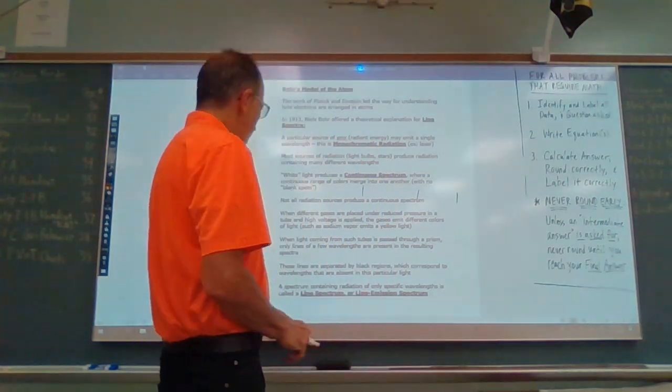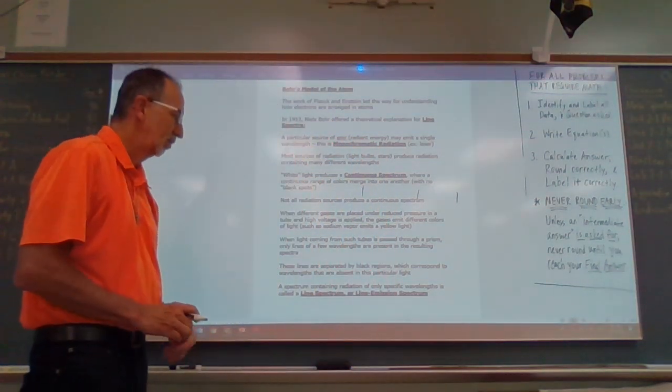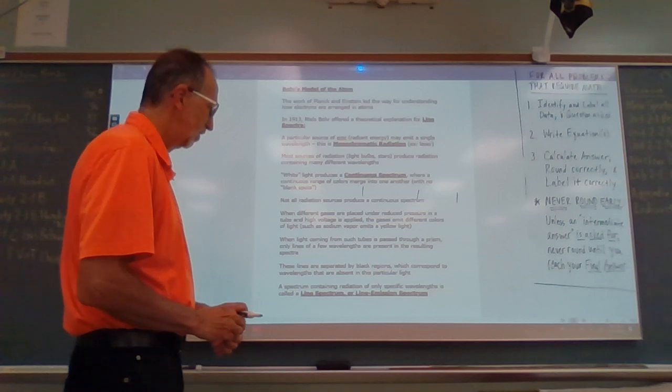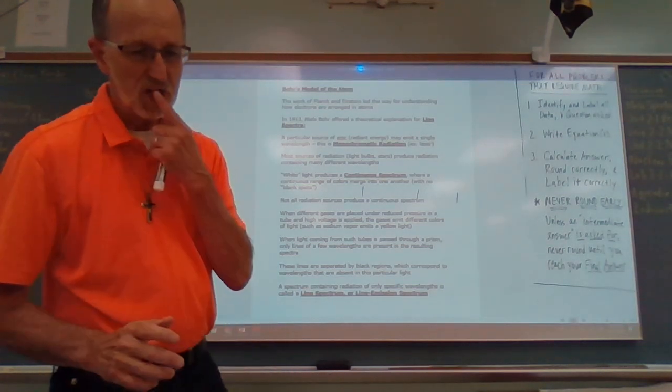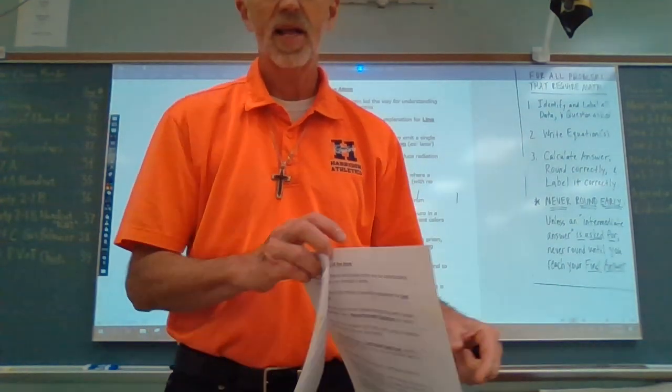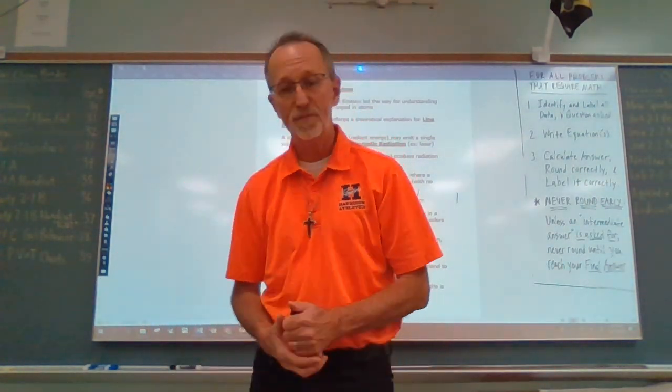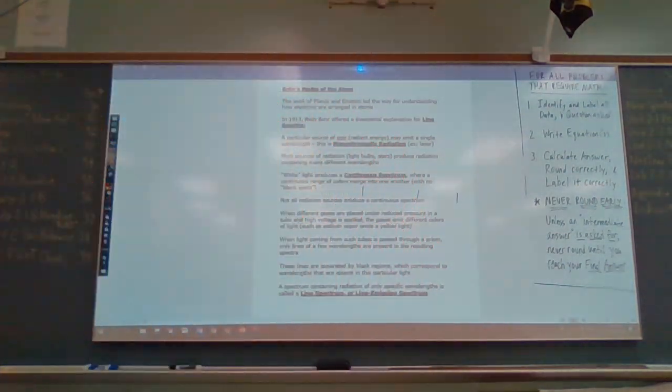Okay. Now, a spectrum containing radiation of only specific wavelengths is called a line spectrum or a line emission spectrum. All right. Again, you're going to get to see these for yourself on Monday in our labs. Let's go on to the next page.